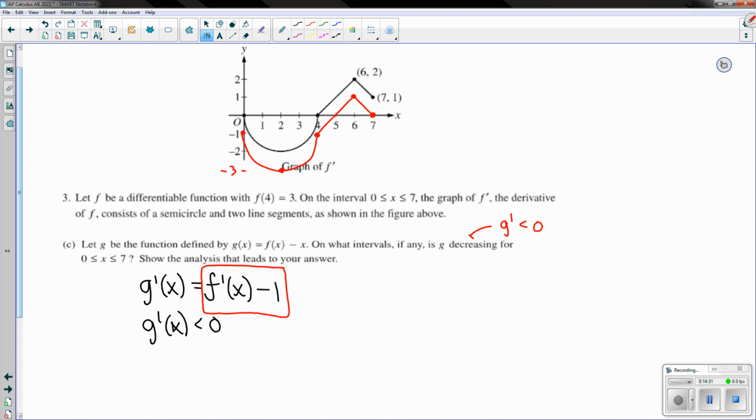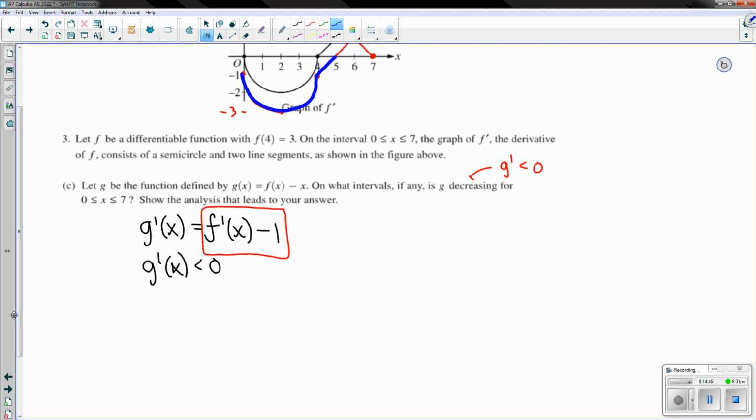And we want to know, when is this thing less than 0? Well, now what I'll highlight in blue is the portion of the graph that's less than 0. So we're going to say from 0 to 5. We're not going to include 5 because it equals 0 there. So from 0 is less than x is less than 5, because g prime of x is less than 0.